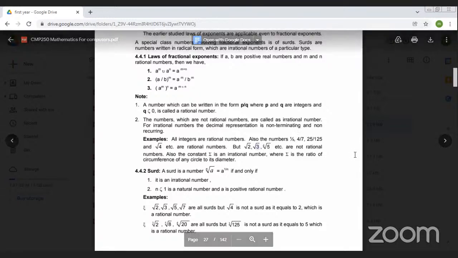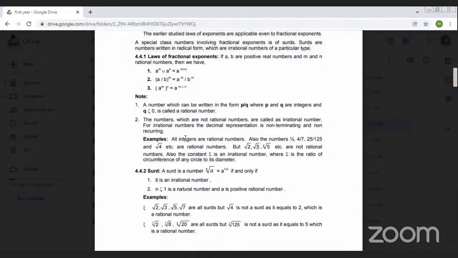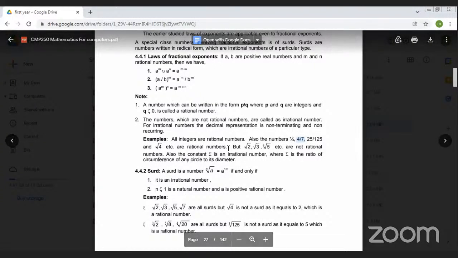And root 3 is, I guess, 1.73, something like that. Now all integers are what? Rational numbers. Also the numbers, see, half, 4 by 7, because here the value of q is what? Non-zero. So they are all rational numbers.